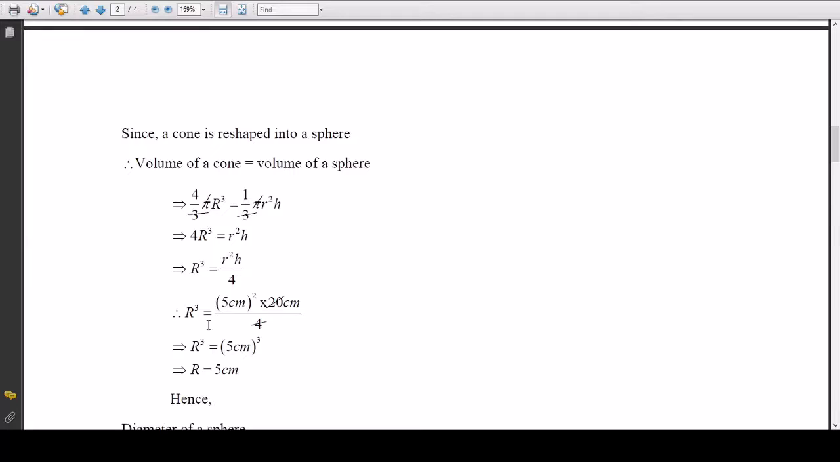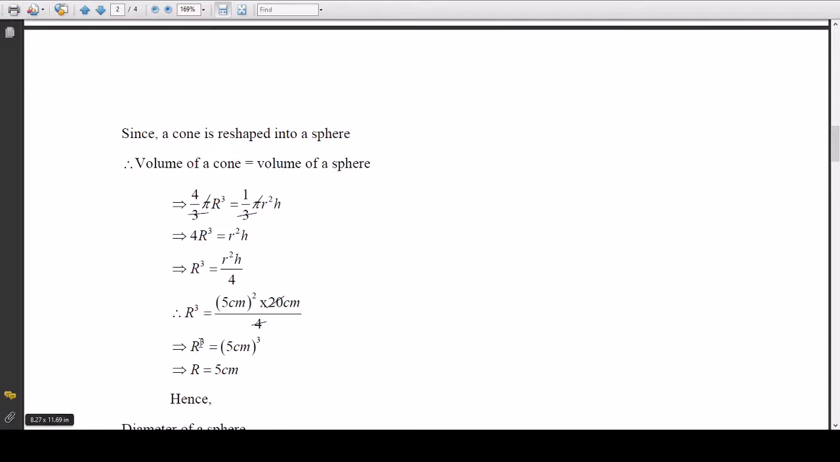Divided by 4. 4 with 20, how much will you get? 4 times 5 is 20. Now here 5 squared means 5 multiply 5. With this 5 from here you will get 5 cubed. Okay, r cubed will be 5 cm cubed.